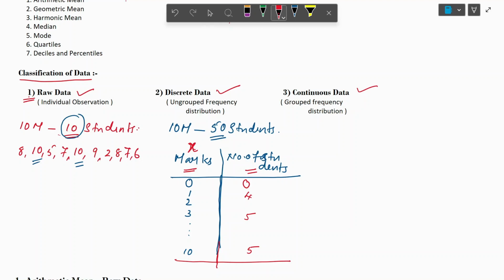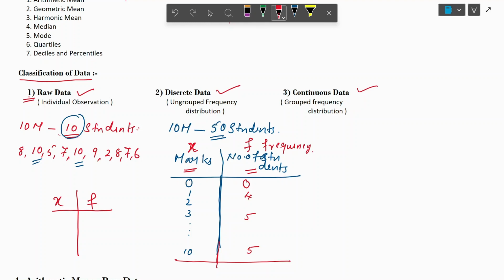Now, here, number of students. What is this? This is actually the number of times the value of the observation is repeated. That is called frequency, that is f. Therefore, in general, these two columns will be x and f, that is, the value of the observation, and f, the frequency.